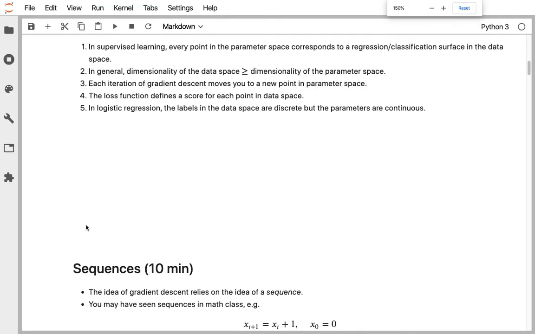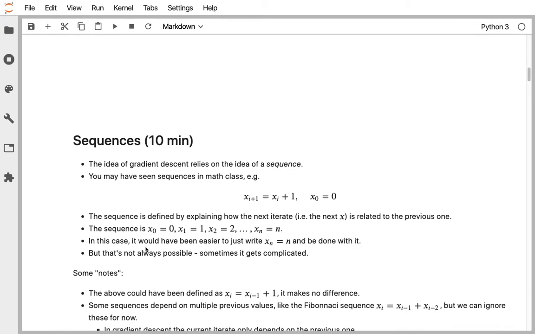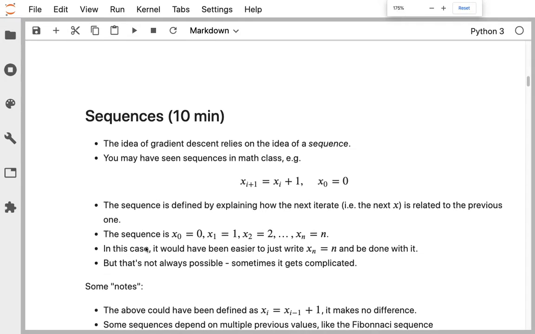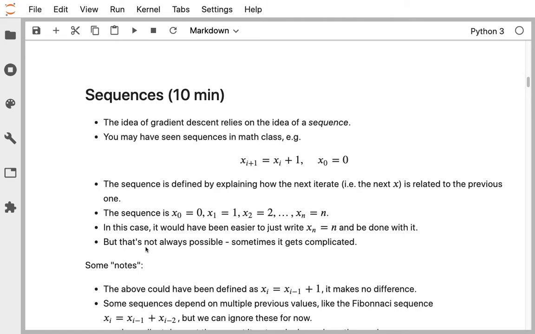Let me zoom in a bit to get my usual level of zoom that I'm used to. Okay, this looks good. So sequences.